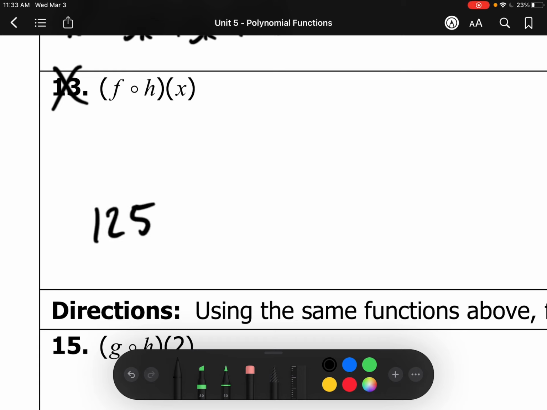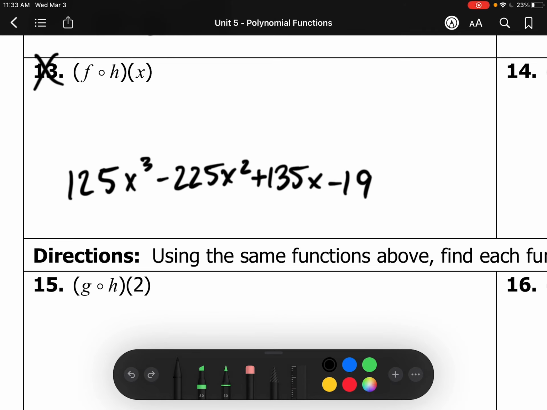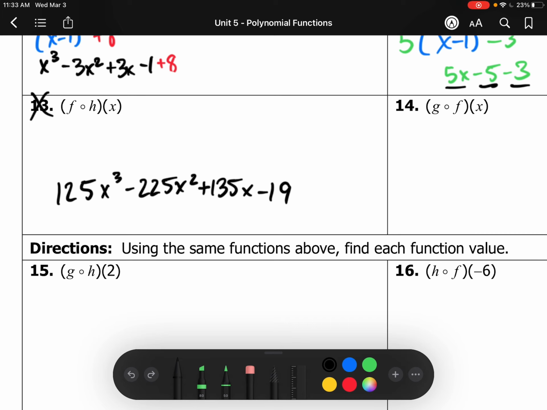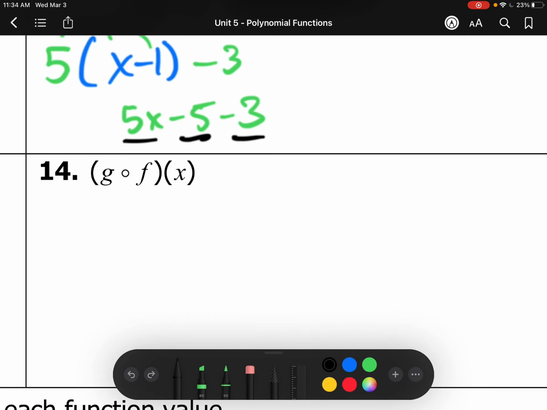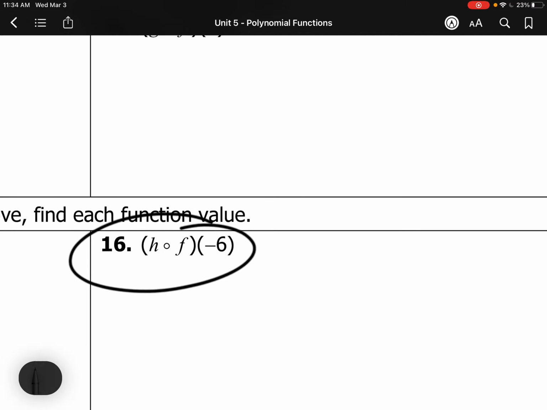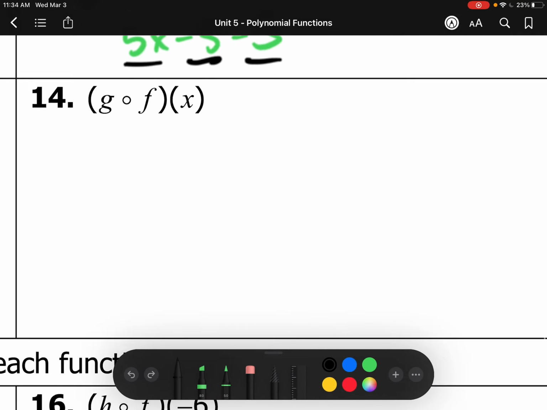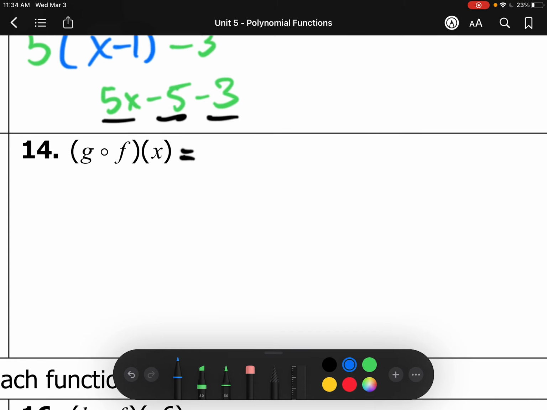But the answer here is going to be 125x cubed minus 225x squared plus 135x minus 19. Really long answer, so many steps to do it. And I think that we already did number 11, number 12, and then doing number 14 as well is going to help us really build our understanding of what we're doing with composite functions and then help us lead into this. All right. So next, number 14, we have g of f of x. So we're going to rewrite this as g is in blue. So g of f of x.